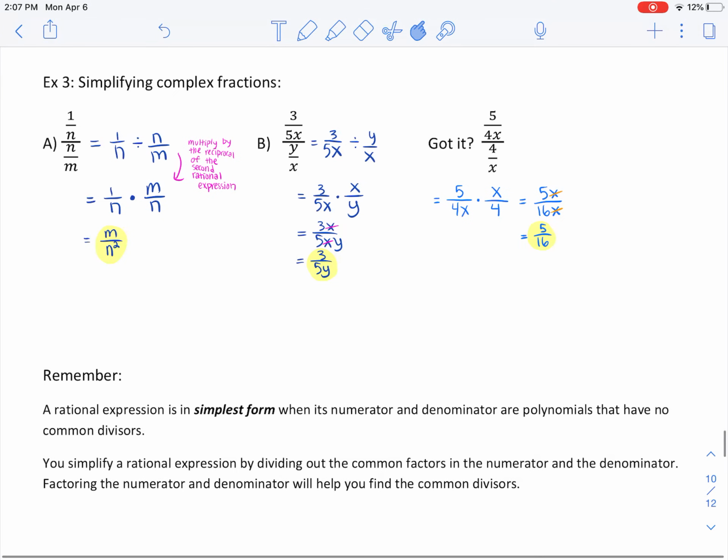This is it. Just a reminder, remember a rational expression is in simplest form when its numerator and denominator are polynomials that have no common divisors. You simplify a rational expression by dividing out the common factors in the numerator and the denominator. Factoring the numerator and denominator will help you find the common divisors. So we talked about both of those up above while we were doing examples.